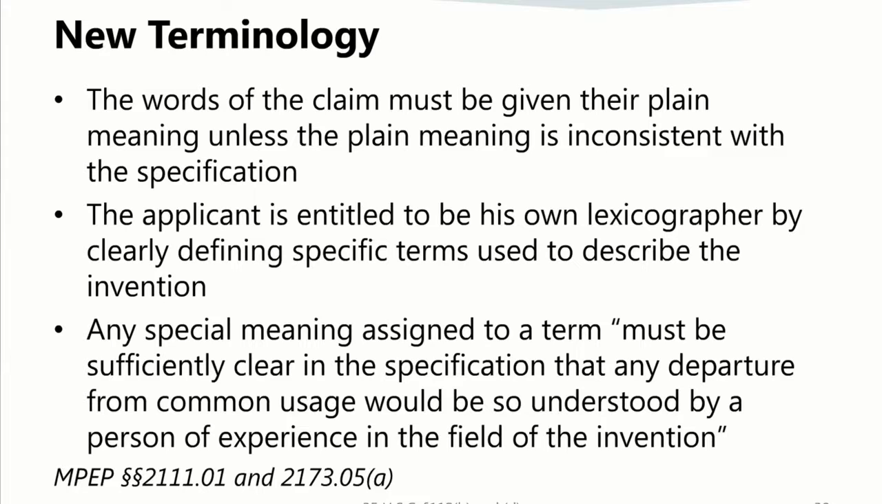When new terminology is used in a claim, the meaning of the term should be apparent from the prior art or from the specification and drawings at the time the application is filed. Applicant is entitled to be his own lexicographer and may use terms in a manner contrary to or inconsistent with one or more of their ordinary meanings, as long as the written description clearly redefines the terms.